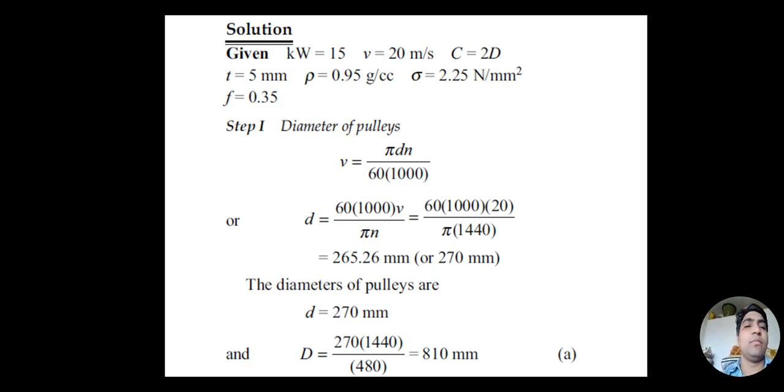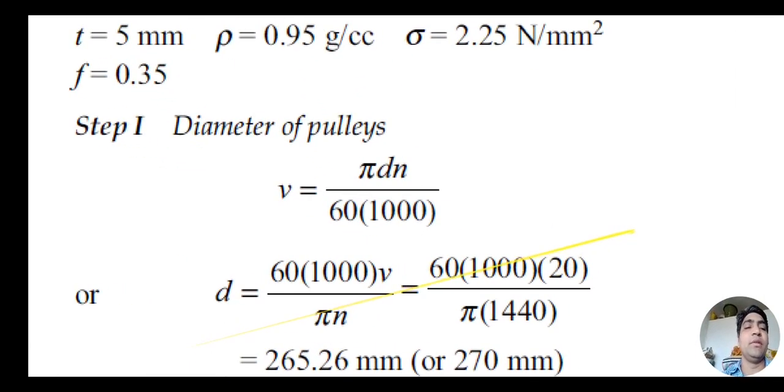Step 1. First calculate the velocity. Velocity is equal to pi d n by 60 into 1000. Here the value of velocity is known. What is unknown here? The small d is unknown here, which is the diameter of the smaller pulley. So calculate the small d.